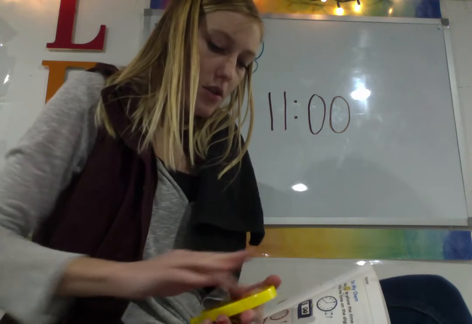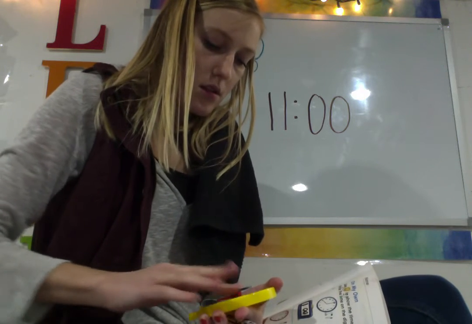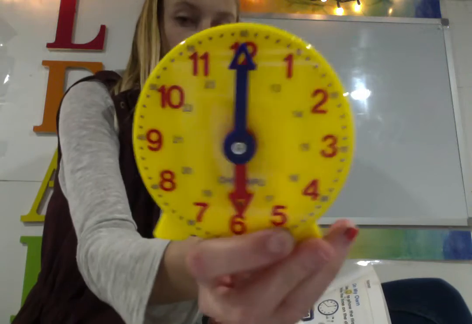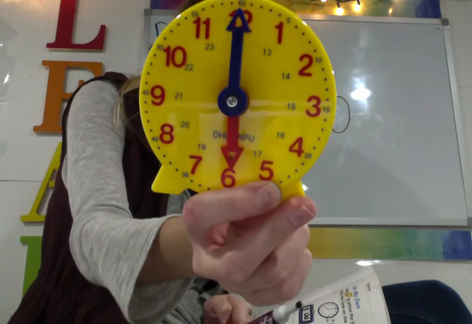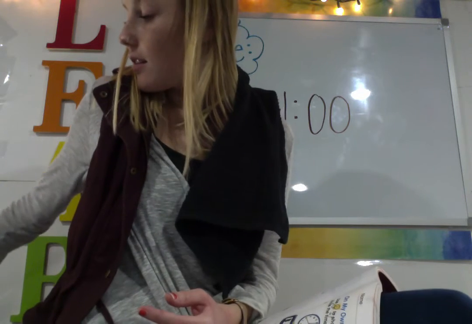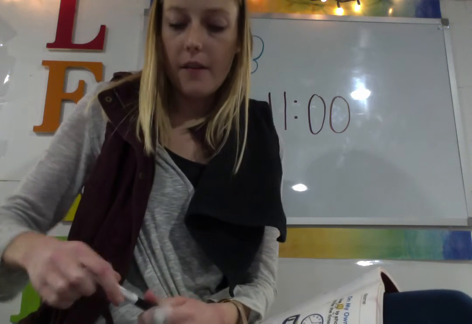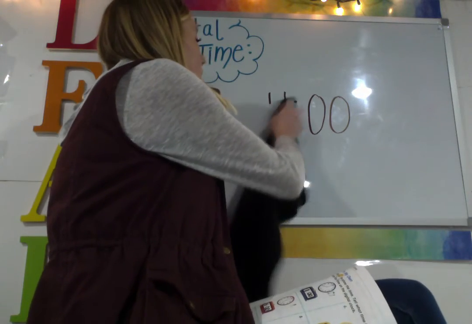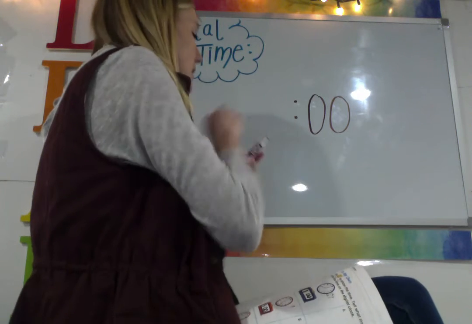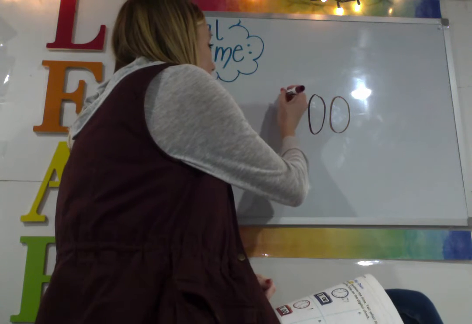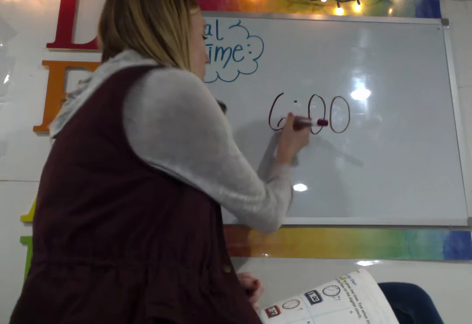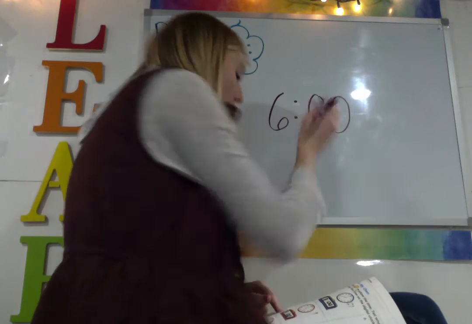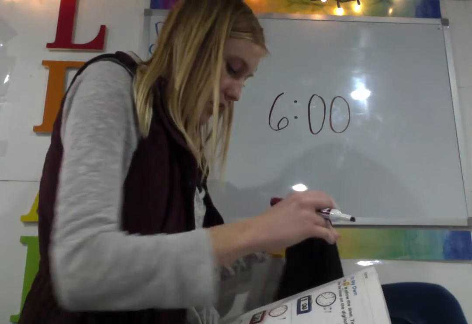Number 2 is showing us this time. That analog clock is showing 6 o'clock. So, since I know it's 6 o'clock, I can leave my 0, 0, and I just have to replace this with the number 6. You can go ahead and write that on that digital clock underneath number 2.